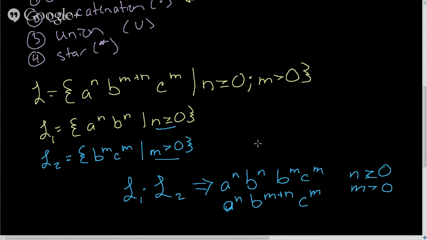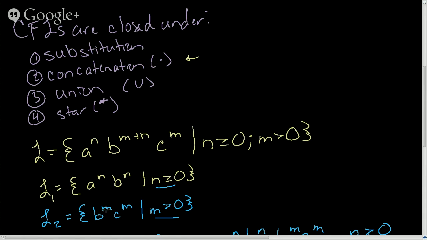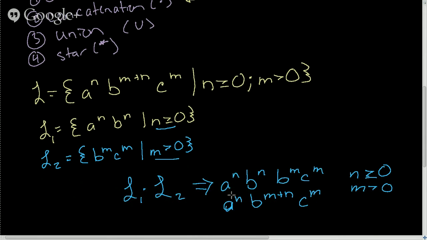And so that is proving that this language here is context-free using closure properties. You can say it's closed under concatenation. These two languages are context-free. If I concatenate them, I get this language right here. Therefore, this language is context-free.